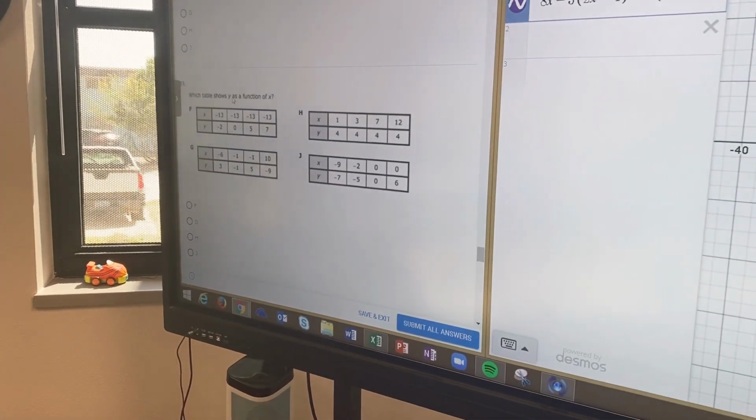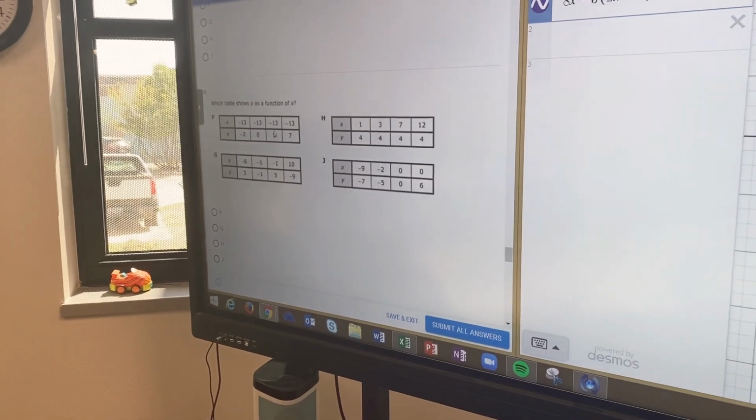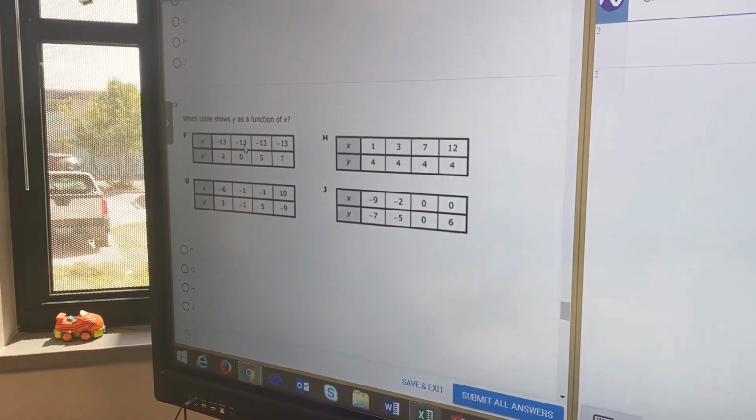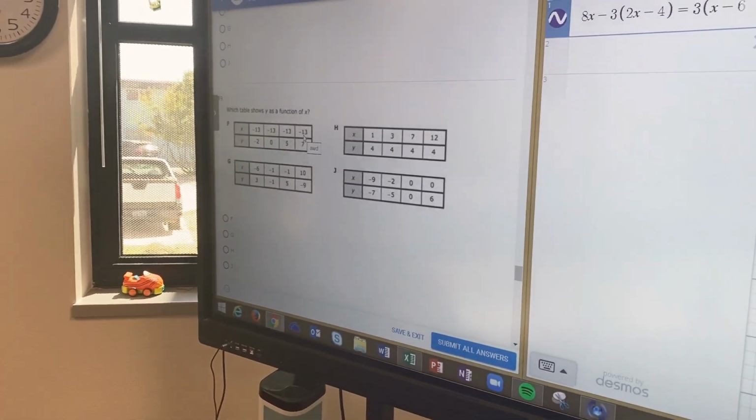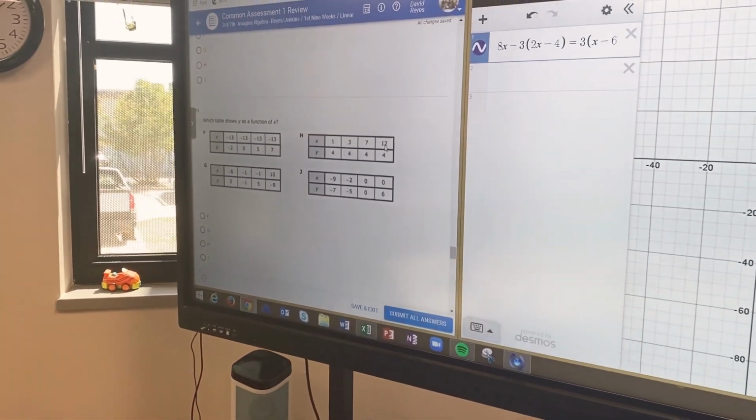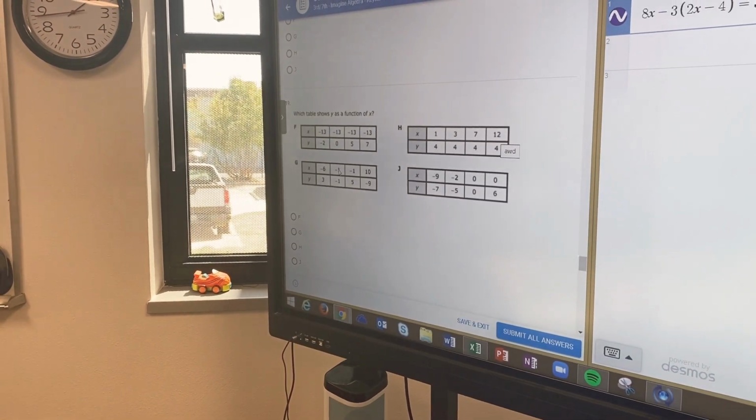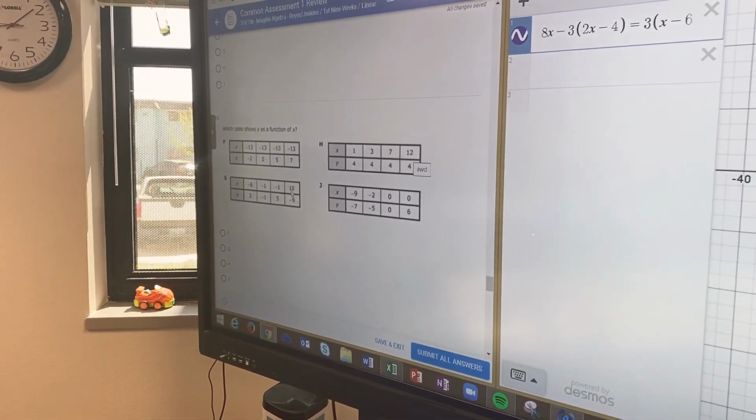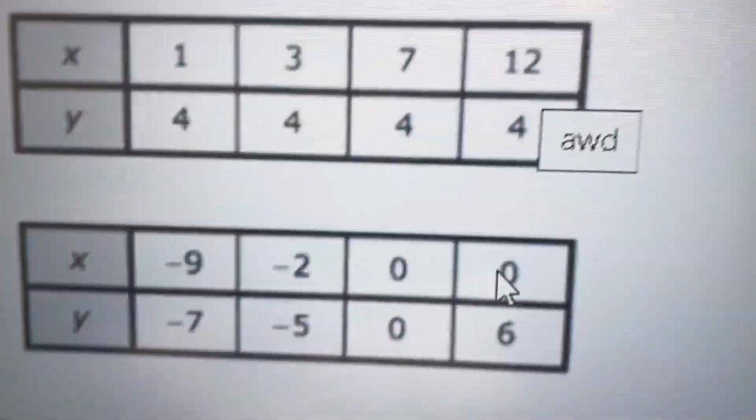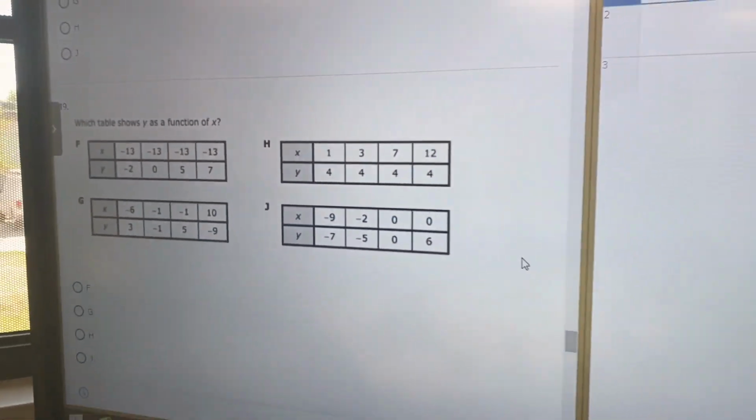Which table shows y as a function of x? That just means which one is a function. That means x cannot repeat. On F, we got all these negative 13s repeating. Is that a function? No. On H, I got 1, 3, 7, 12. Is that a function? Maybe. Let's keep looking. On G, negative 6, negative 1, negative 1, 10. No, it repeats. What about J? Negative 9, negative 2, 0, 0. No, it repeats.